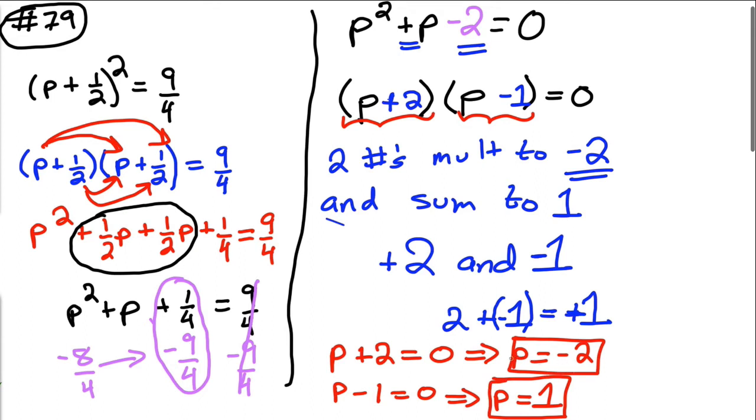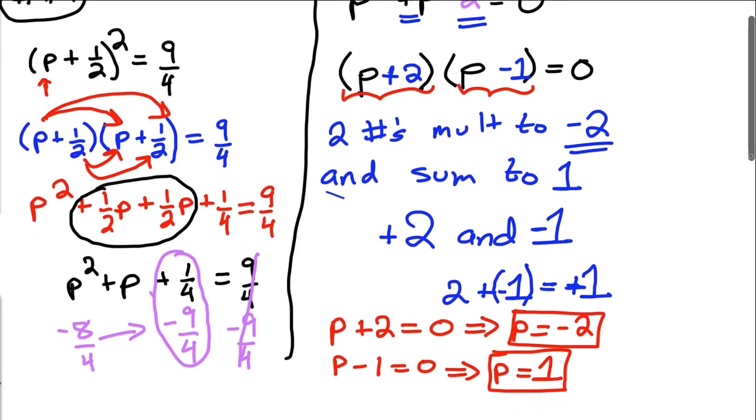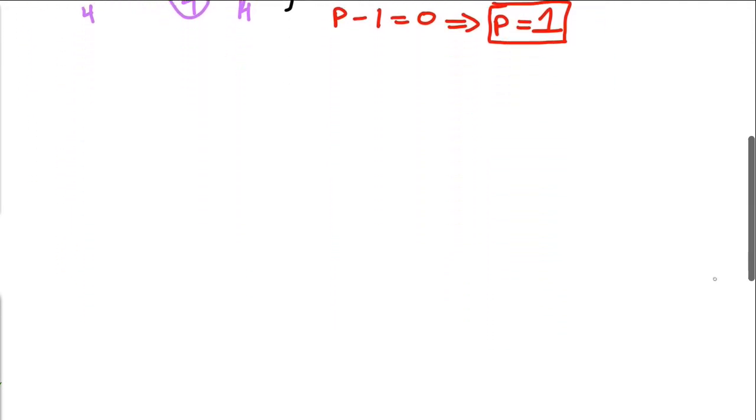And how do you check to make sure? Well, you would take those two numbers and plug them into the original and make sure that both sides equal each other. So I'm going to let you do that part because I want to move on to the next example.